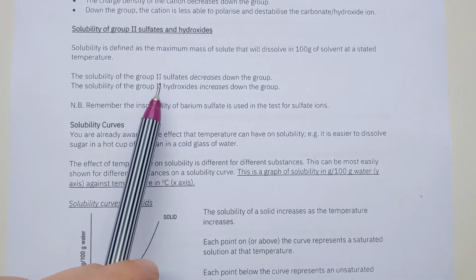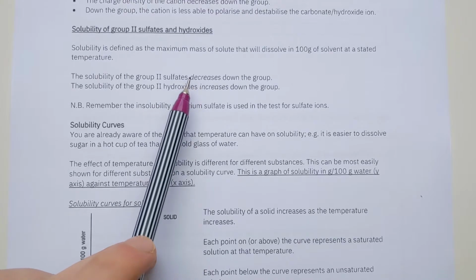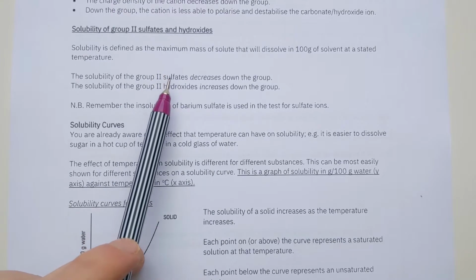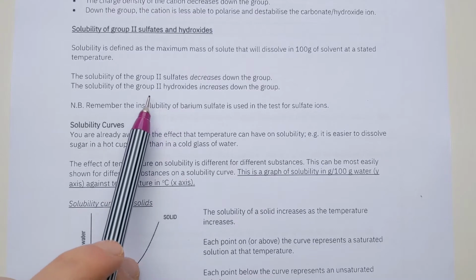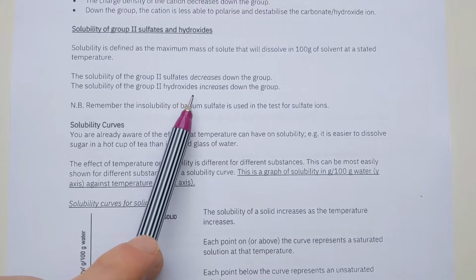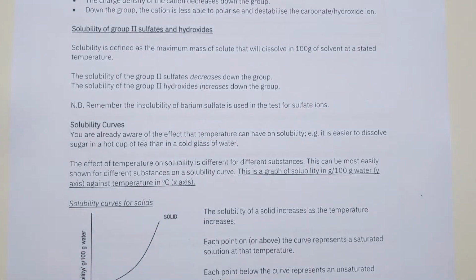The solubility of the group 2 sulfates decreases down the group. So what that means is that, for example, magnesium sulfate will be quite soluble in water, but barium sulfate will be very insoluble in water. The opposite trend is true for the group 2 hydroxides. They become more soluble down the group. So magnesium hydroxide will not be very soluble, but barium hydroxide will be quite soluble.